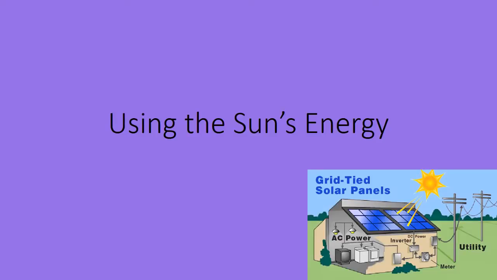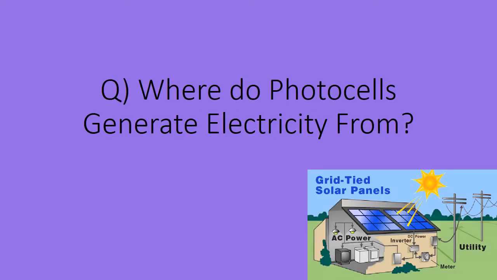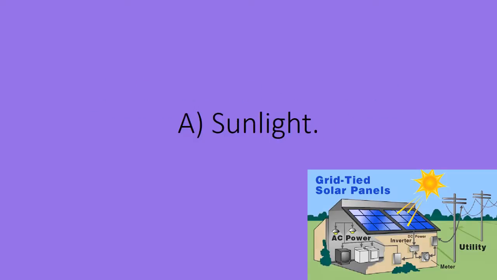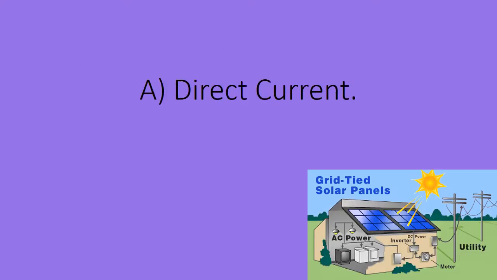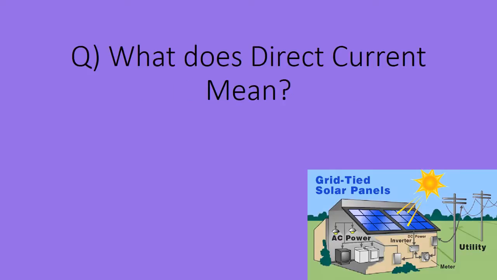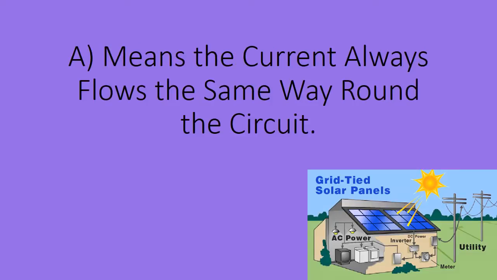Using the sun's energy. Where do photocells generate electricity from? Sunlight. What kind of current do photocells generate? Direct current. What does direct current mean? It means the current always flows the same way around the circuit.